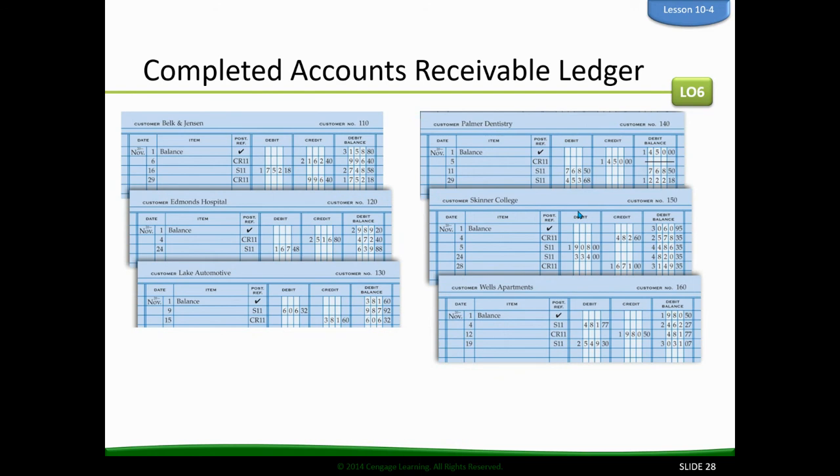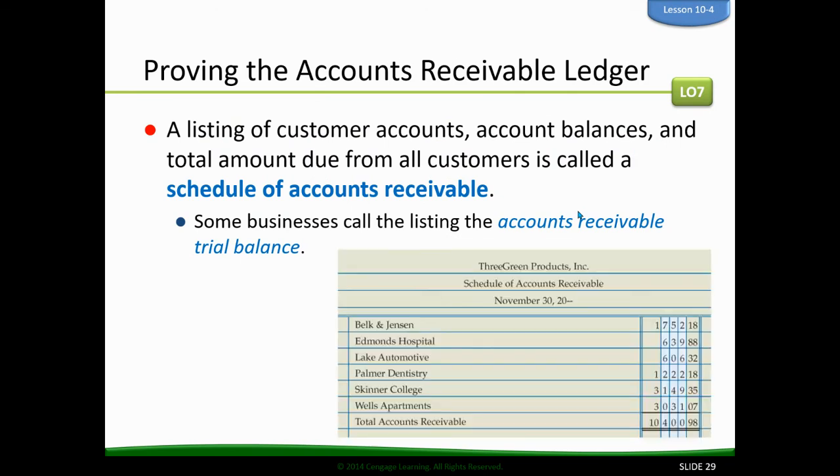Once everything is updated at the end of the month, we have our completed accounts receivable ledger. That means that all of our customers' accounts have been updated over the last month. We're going to create that schedule of accounts receivable. Just like we did the schedule of accounts payable, it's the who, the what, the when at the top. It has a list of all of our customers, and then their overall amount that they owe. And remember, this overall amount should match what we have in our general ledger for accounts receivable.